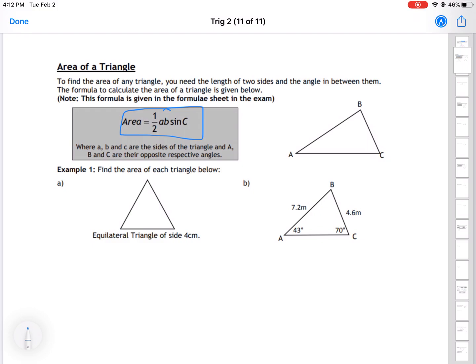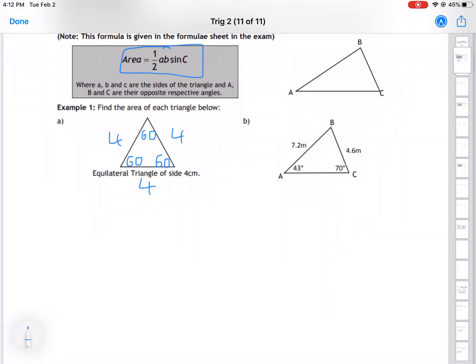So example 1, part A, we've got an equilateral triangle of side 4. That tells me that all sides are 4 centimetres, and it also tells me that all angles are 60 degrees. It's an equilateral triangle, all angles add up to 180, they all have to be the same, so they have to all be 60 degrees. Now, for this triangle, it doesn't matter which way you label the sides. So we're going to say a, b, B, and c, C.